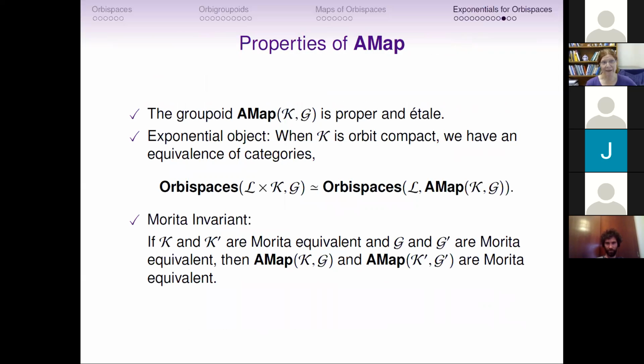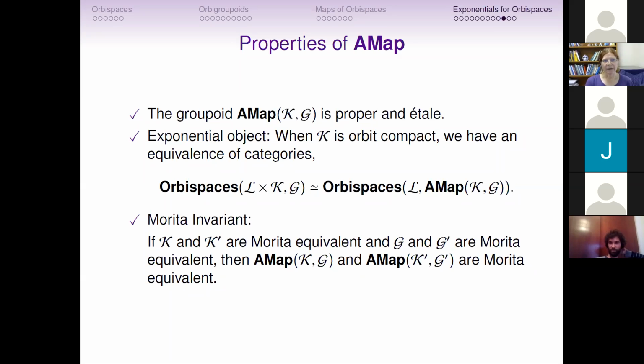Then we look at A map and see where we've gotten to. Well, A map is an Orbi groupoid, given our various compactness assumptions. So that's great. We have ourselves a mapping Orbi space. It's still the exponential. That's awesome. It's Morita invariant. We can prove that it's actually Morita invariant, so it really is a mapping object for Orbi spaces.